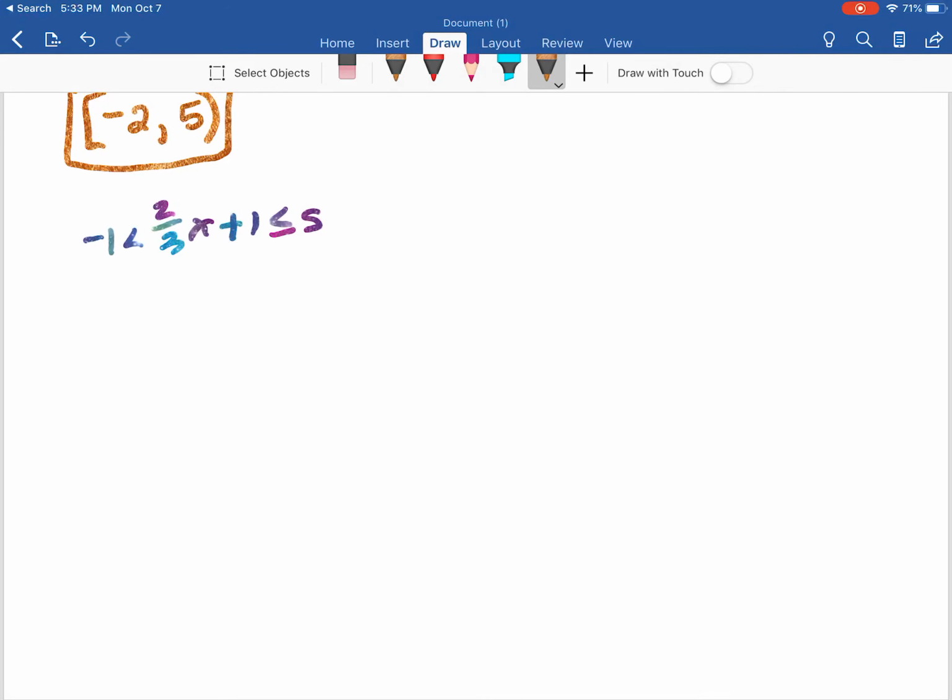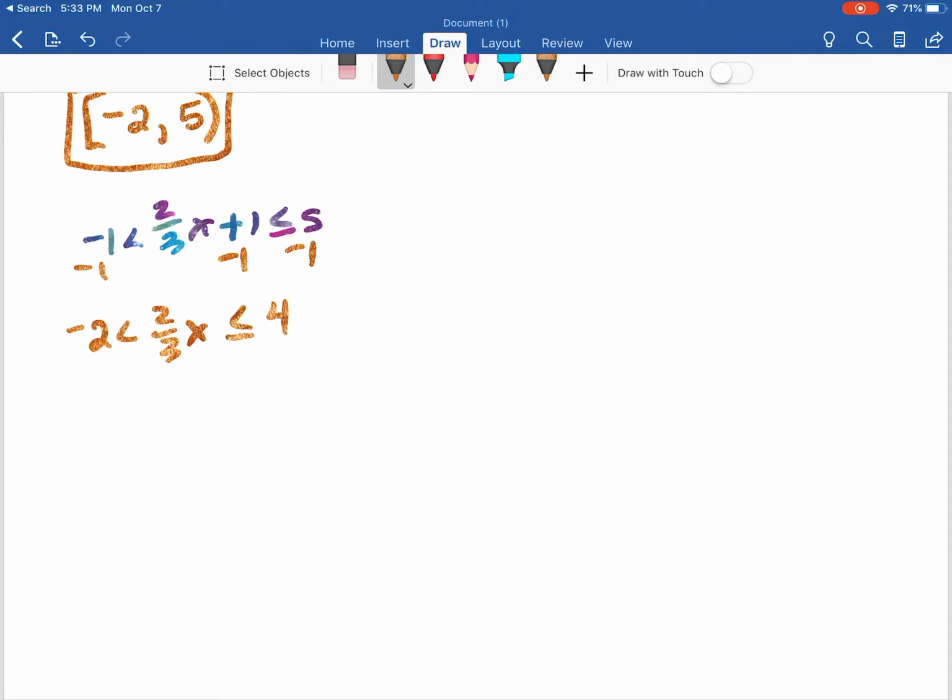We have -1 less than 2/3 x plus 1 less than or equal to 5. Okay, we're going to do the same thing that we've been doing. So I'm going to go ahead and subtract 1 from each side. So this becomes -2 less than 2/3 x, less than or equal to +4.